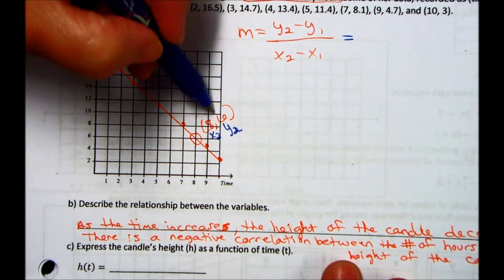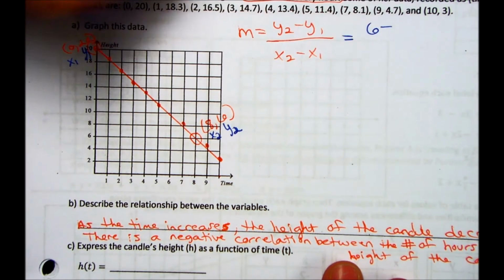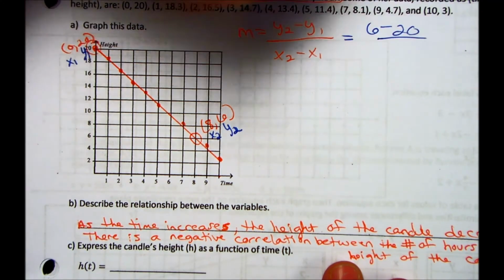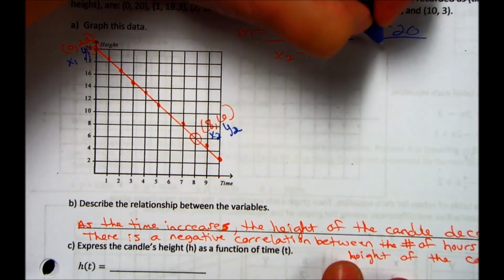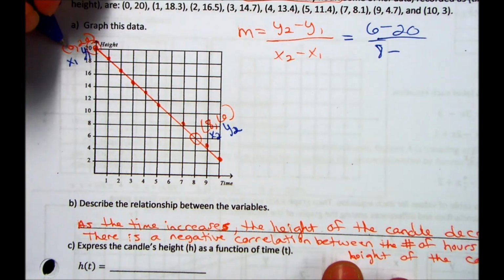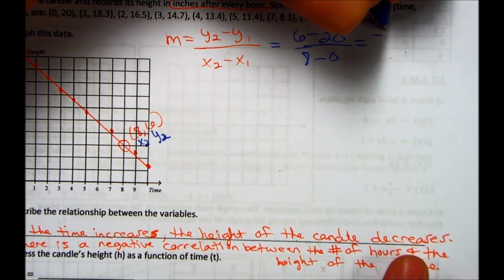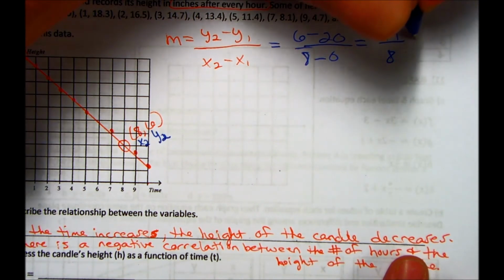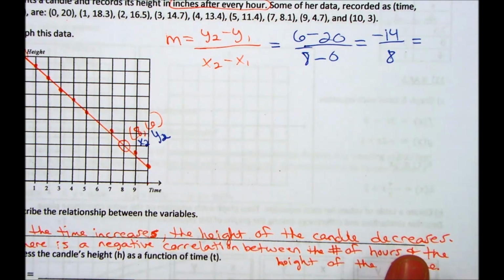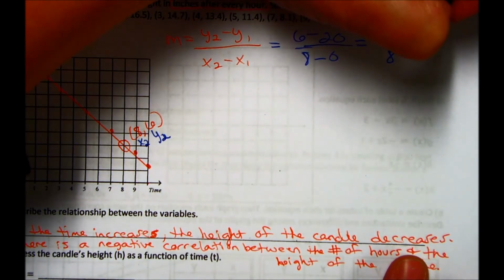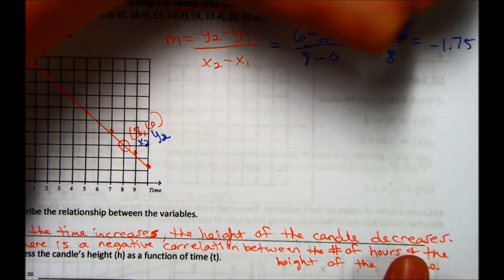All right, so my y2 is 6 minus my y1, which is 20, over my x2, which is 8, minus my x1, which is 0. So that's going to give me a slope of negative 14 over 8, which if I reduce that or even divide it, let's see, what does it divide evenly? Yeah, pretty nicely, negative 1.75.